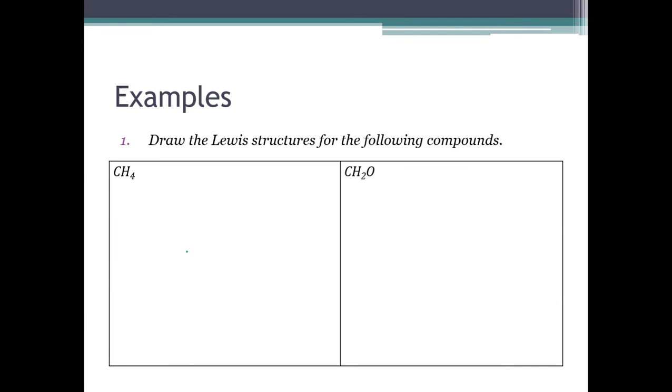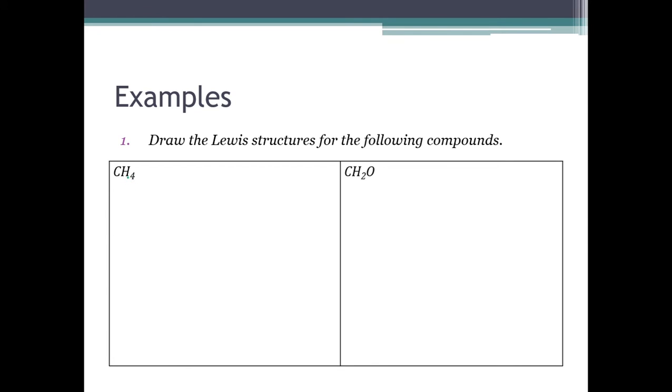So we start with CH4. We're going to follow our steps. Step 1 says to arrange the atoms, which means we need to figure out what is our central atom and which are our terminal atoms. Well, a couple of ways to figure this out. One, generally, if you only have one of a thing, that is the central atom.